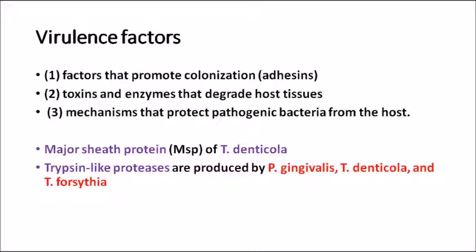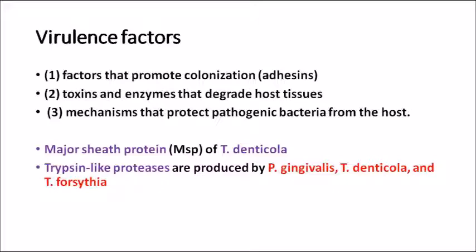And the third one is, whenever the microorganism is colonizing the host, the host will produce an immune response against the bacteria. So the mechanisms that protect the bacteria from the host are the third virulence factor of the bacteria. Okay. We learned the major virulence factors of major periodontal pathogens.